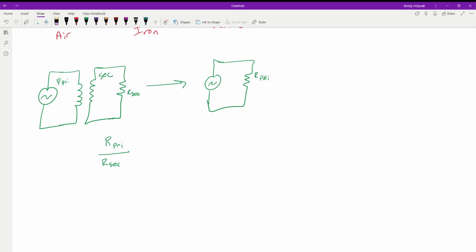Okay, so when we look at that, how do we get our resistance? Think back to Ohm's law. This is going back to what we talked about before. How do we get resistance? We take the voltage divided by the current. So we have the voltage of our primary divided by the current of our primary. The other part of the ratio is our secondary: the voltage of our secondary divided by the current of our secondary.